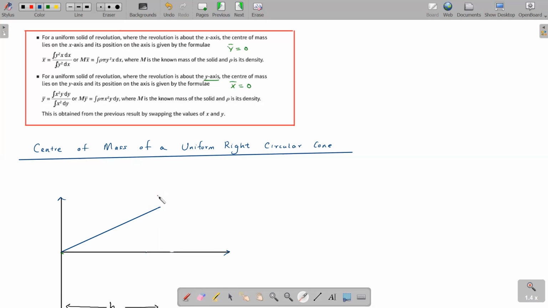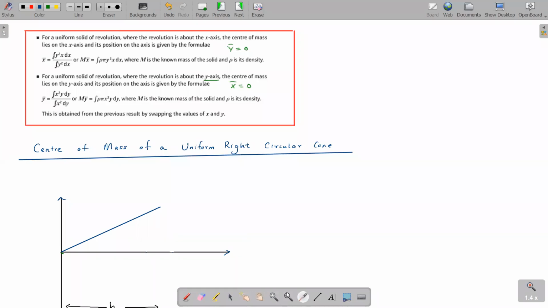In a solid of revolution, whatever graph they give us, we simply rotate it 360 degrees around the x-axis and we create a 3D object. Now, when it comes to a right circular cone, you need to think: what is the graph we need to rotate in order to create the cone? Here I've drawn this straight line that goes through the origin, and we are rotating it 360 degrees around the x-axis.